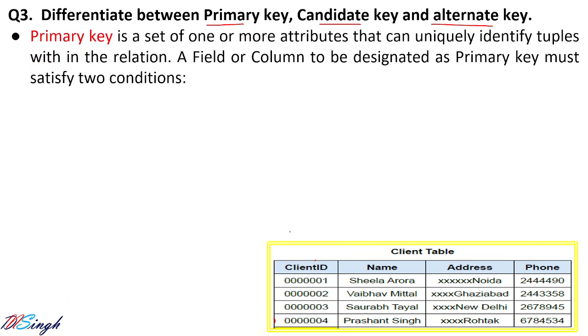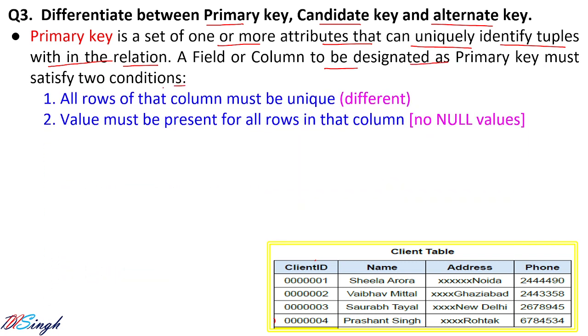Fine. So these are two conditions for becoming any column a candidate key. Let us see the definition. Primary key is a set of one or more attributes that can uniquely identify a tuple within a relation. So this is a standard definition, but what does it mean? It means that it can uniquely identify each row, when there is no duplication and no null values.